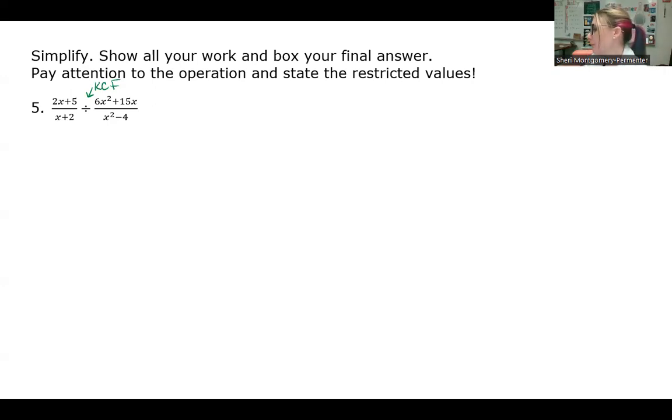What is our first step really with multiplication or division? Not yet. First step for any problem, aside from the ones that are written like number 6, it's the same first step for everything. Starts with an F. Factor. So I am going to factor.